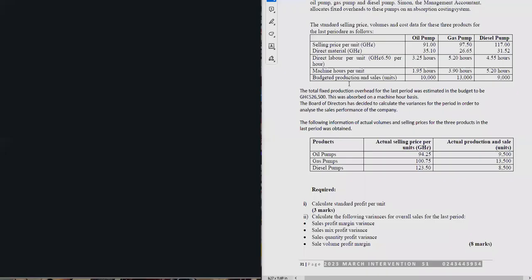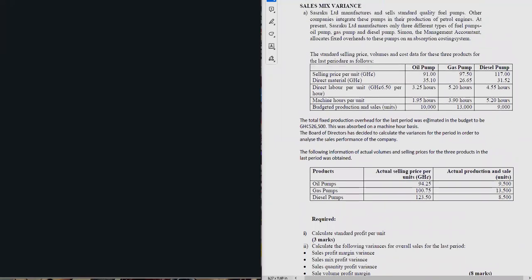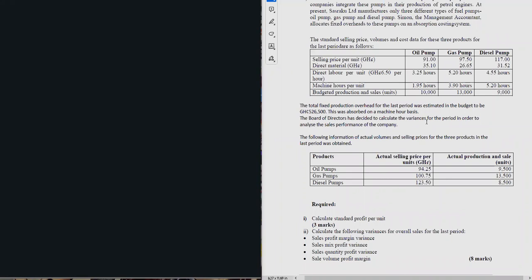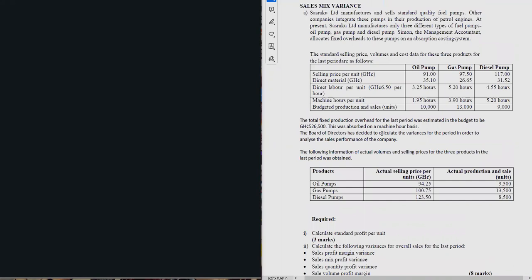Okay, so our last session will be talking about sales variances. Particularly, we are going to look at the basic sales variances, and then we are going to look at the subcomponents of the sales volume variance.